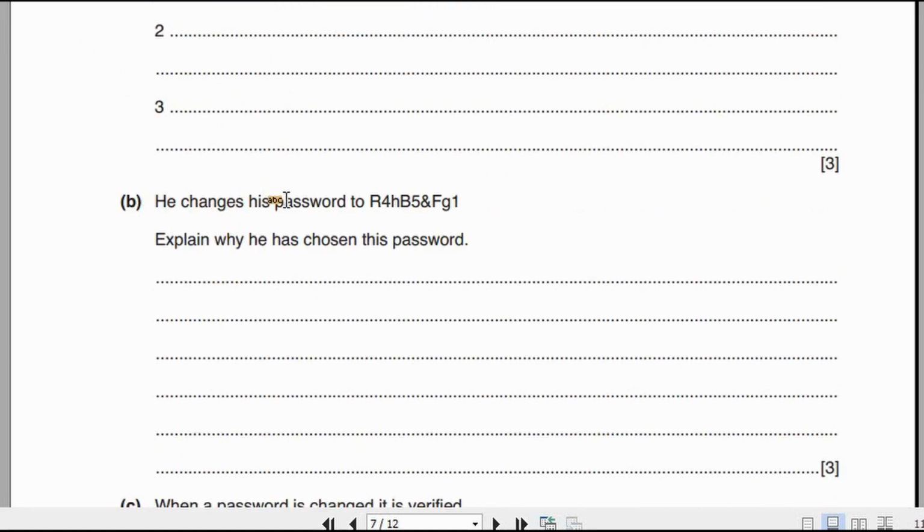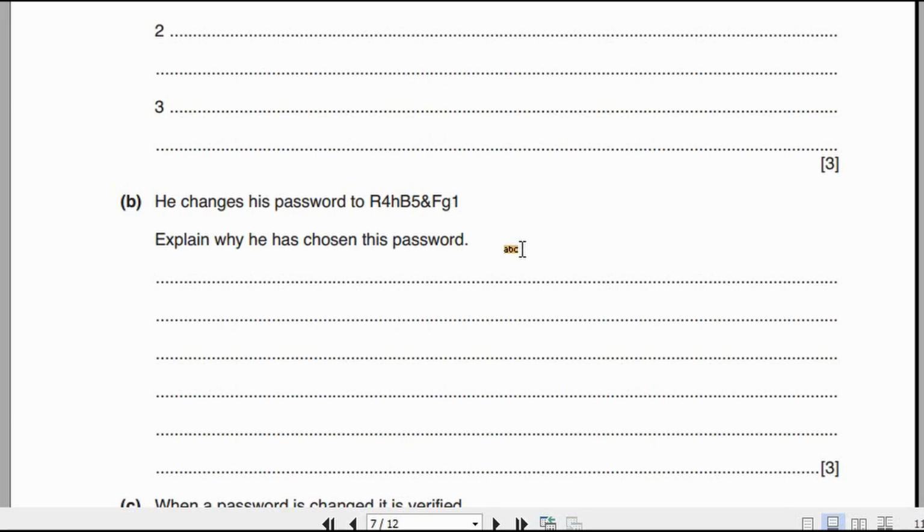B part: he changes his password to this password. This is capital R and it's a combination. It seems to be a very good password. Explain why he has chosen this password. There could be many reasons. One of the major reasons would be the company's rules. The company provides rules where everyone has to use a combination of capital letters, small letters, numbers, and special characters. This password does not seem to contain any word and is not easy to remember, so it is really hard to guess.